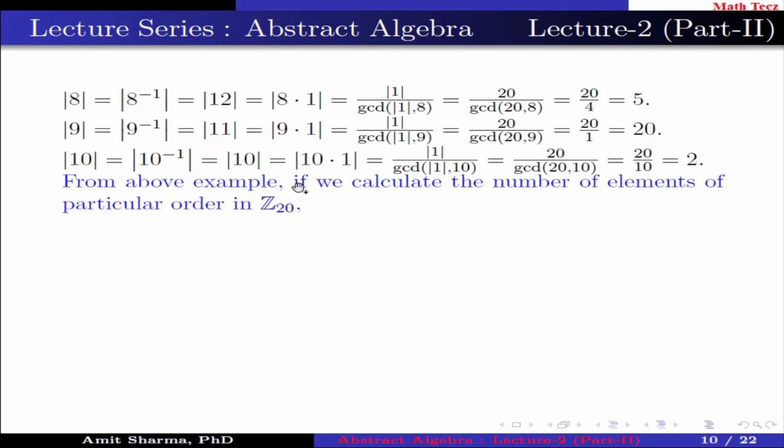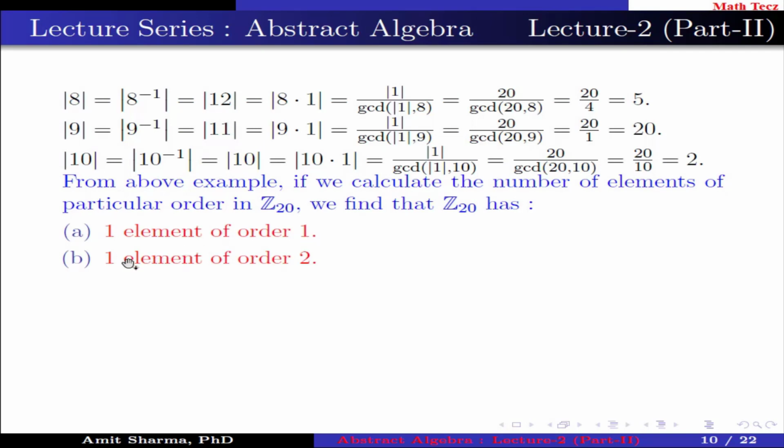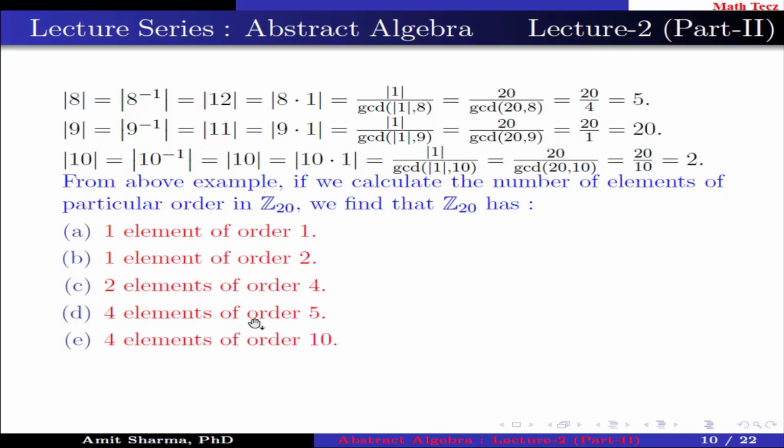From the above example, if we calculate the number of elements of particular order in Z20, we find that Z20 has one element of order 1, one element of order 2, two elements of order 4, four elements of order 5, four elements of order 10, and 8 elements of order 20.